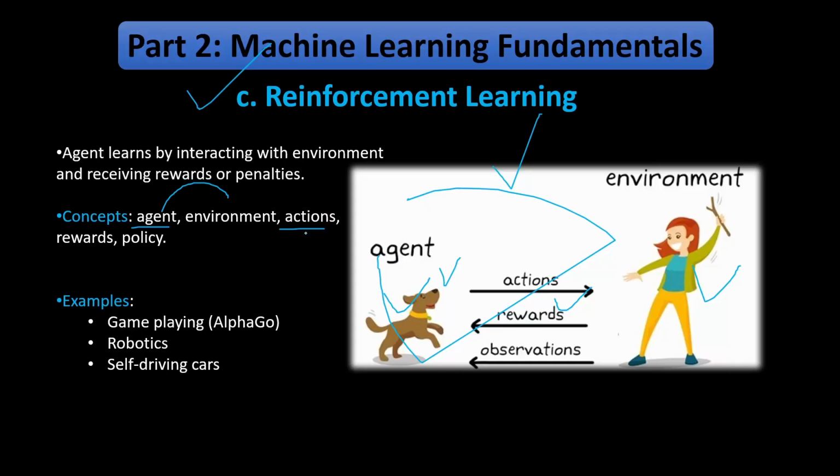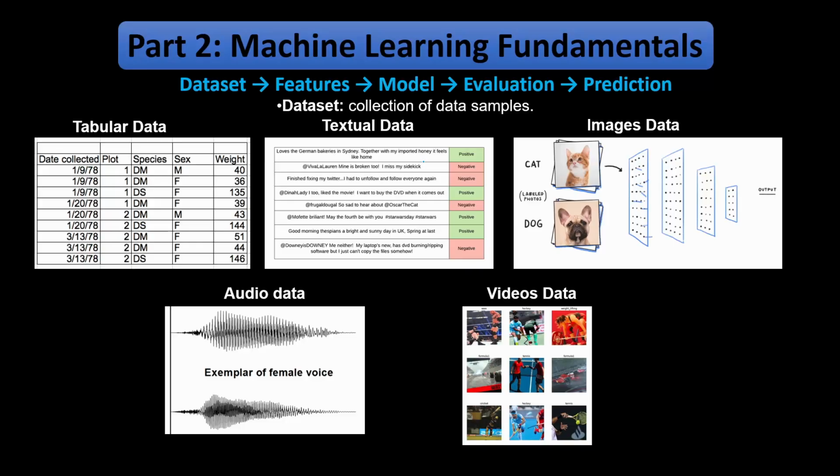We have an agent that interacts in an environment by performing some actions. If the action is good and based on our output, then we will give rewards. But if the agent is doing something wrong or not based on our output, then we will give penalties. Reinforcement learning has a lot of examples. Any device that can do automatic things is reinforcement learning. For example, game playing such as AlphaGo, all the robotics, either humanoid robots or industry-based robots, self-driving cars, or even drone cameras.